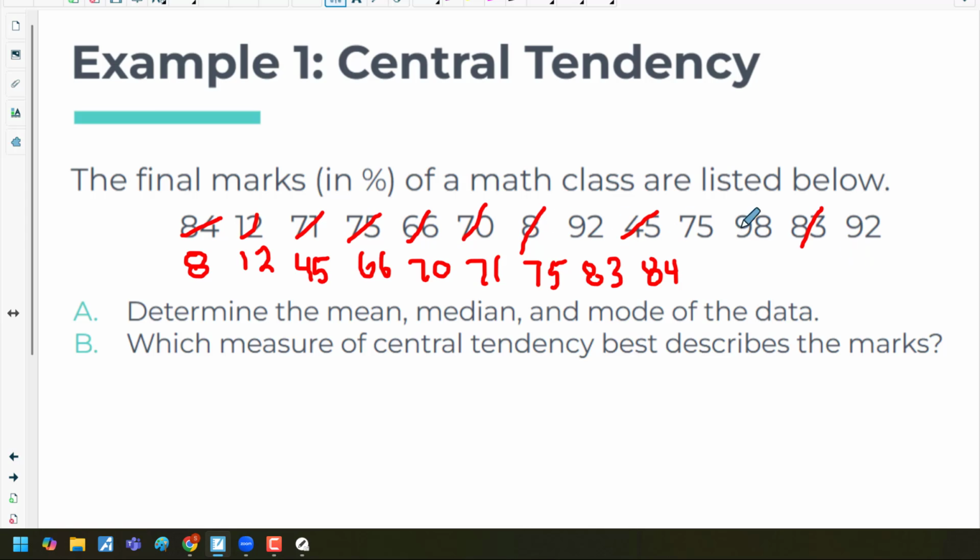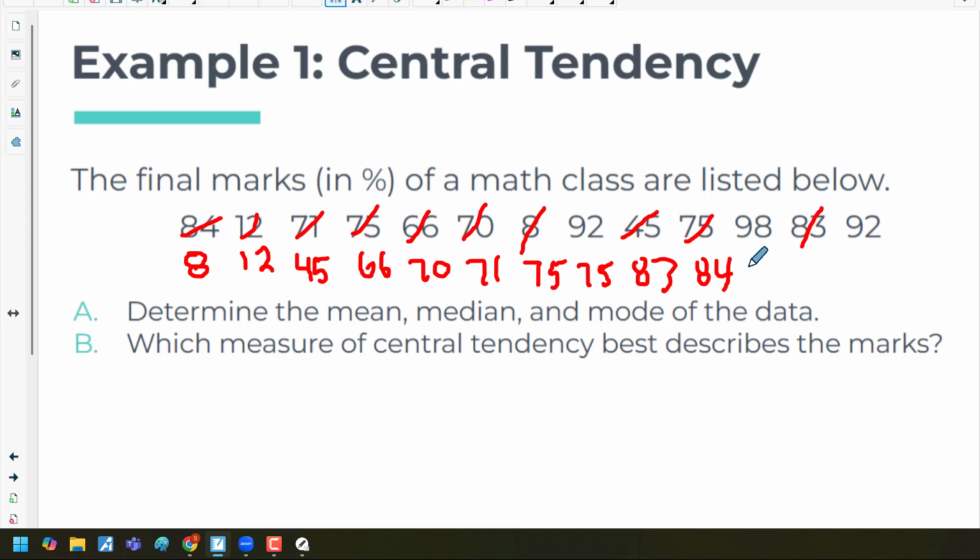Oh, what's left? We have 92. Wait, did I miss it? Did I miss 75? Oh, damn it. Yeah, I did. All right, good. So let's move these people over, 83 and 84, so 75. 83 and 84. There you go. This is why it helps to cross them out so you can catch yourself.